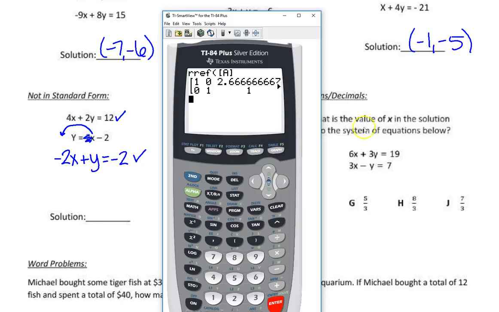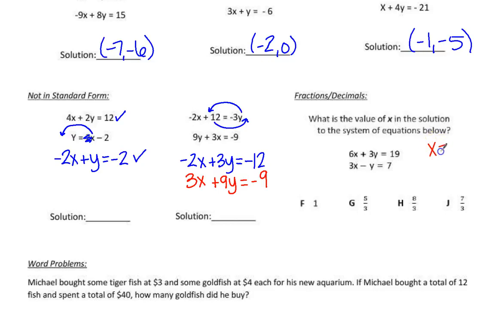And this question is asking, what is the value of x? Well, the value of x is 2.666 repeating. So I know x equals 2.666 repeating. I know my board's freezing. It's okay. But none of my answer choices are saying 2.66666 repeating. Okay? I know this one's definitely wrong because it's not 1. But it's got to be one of these guys.